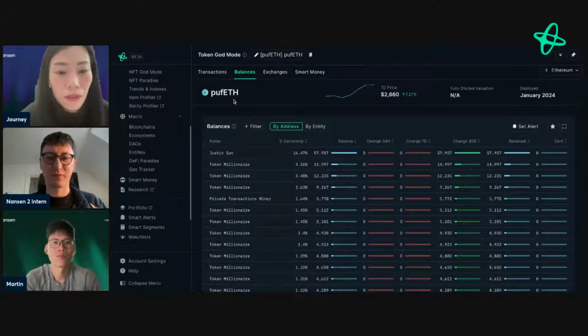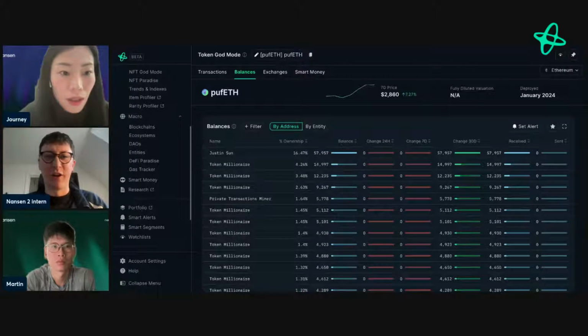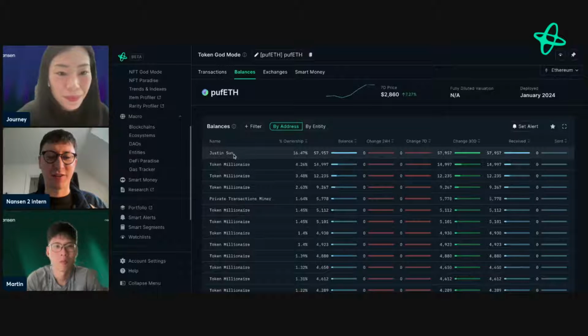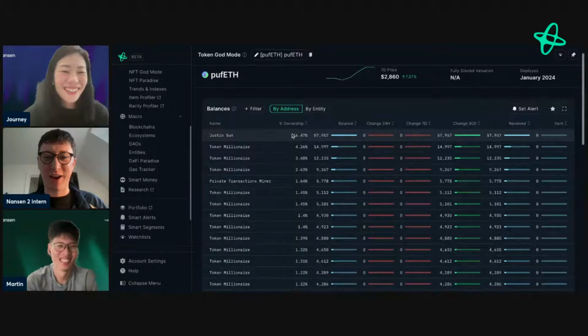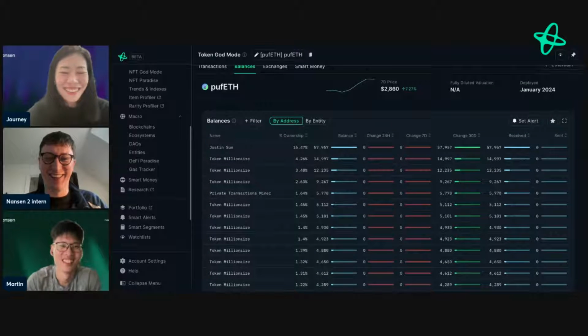Basically, if you are depositing stETH and wrapped stETH, you can farm Puffer points and also EigenLayer points. And I think you touched on a really good point there, the farming side of things. There is no better farmer than His Royal Highness Justin Sun, who currently owns 16% of the entire Puffer ETH.